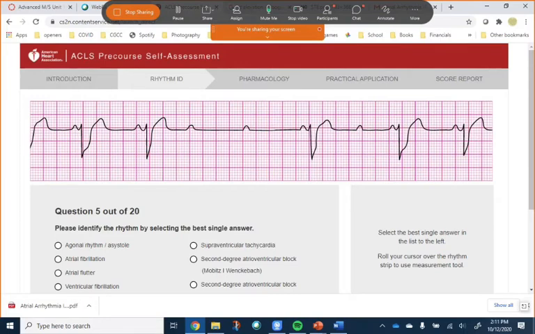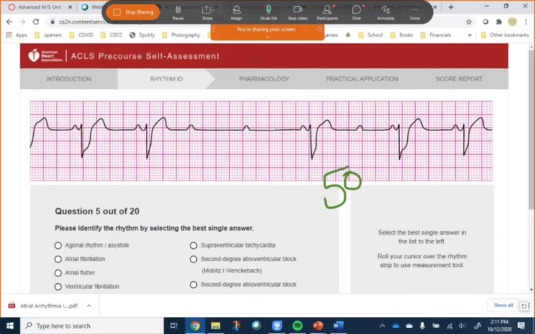So let's do a rate. 1, 2, 3, 4, 5. Our rate is 50. So we can throw it right into a category right now. It's in the Brady category. So if I was asking you what to do with this, we would go through our Brady meds, which are either atropine, dopamine, or a pacemaker. But let's name it. What do you want to name it?